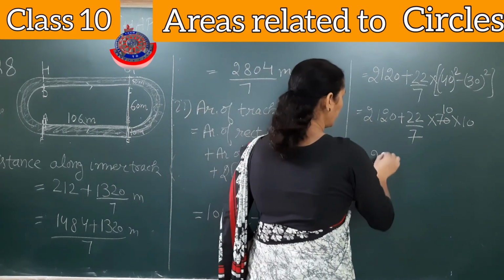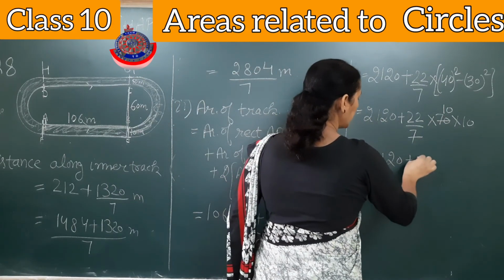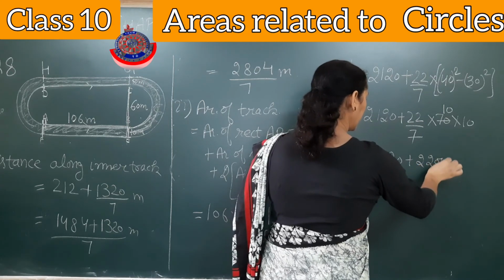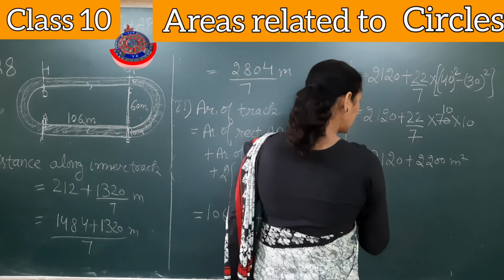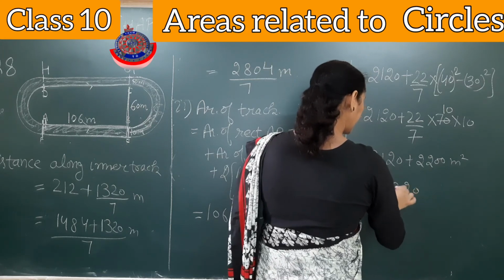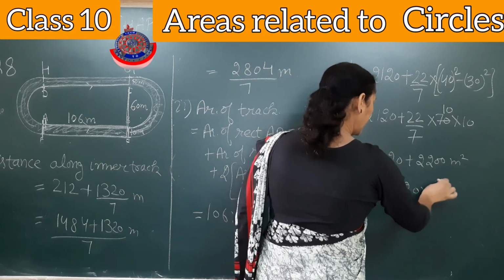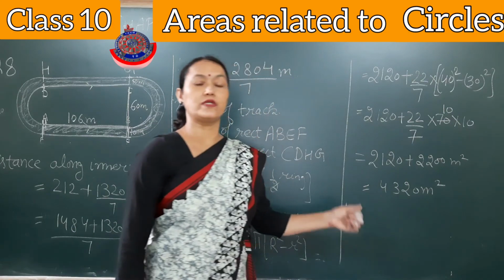We obtain 2120 plus 2200. Adding these two values, we will get the area of the track as 4320.